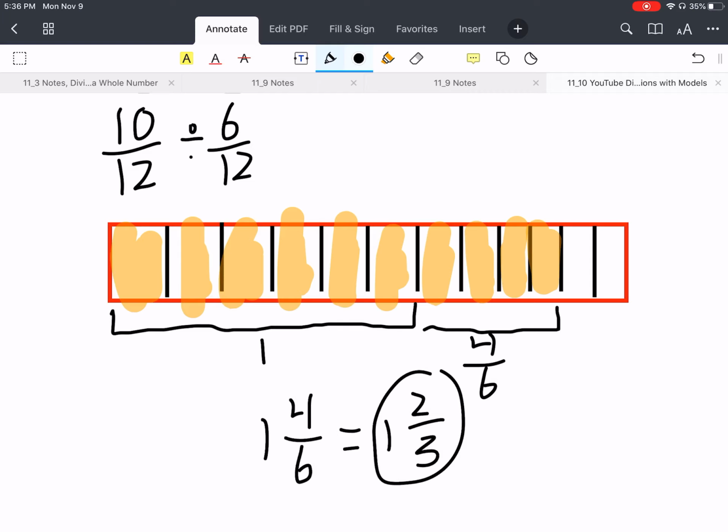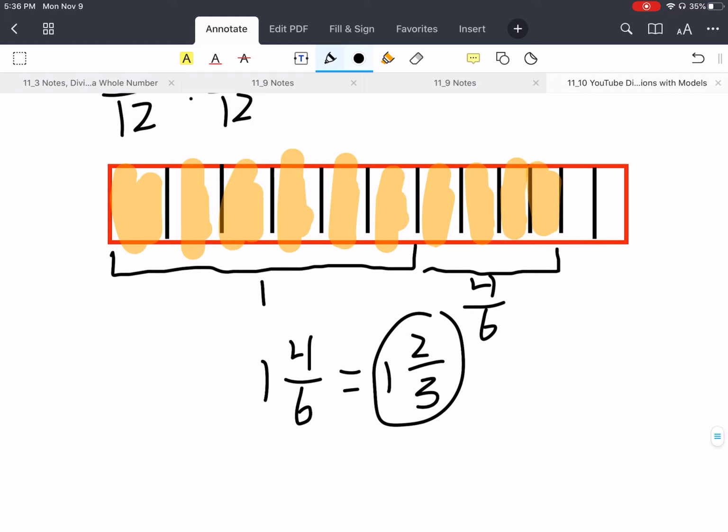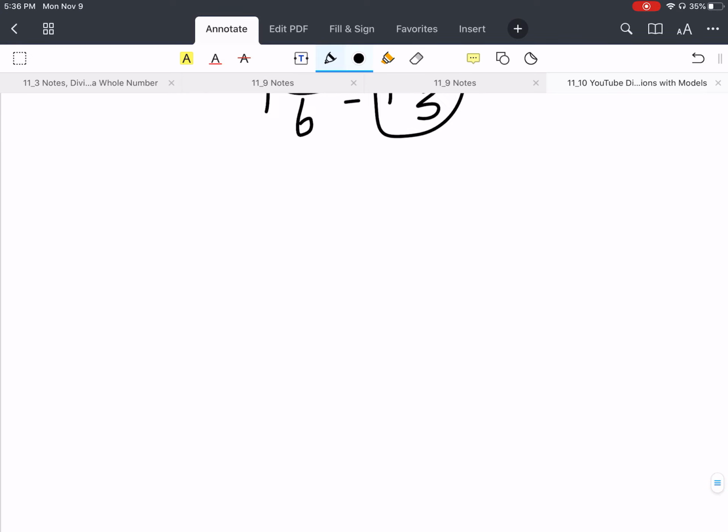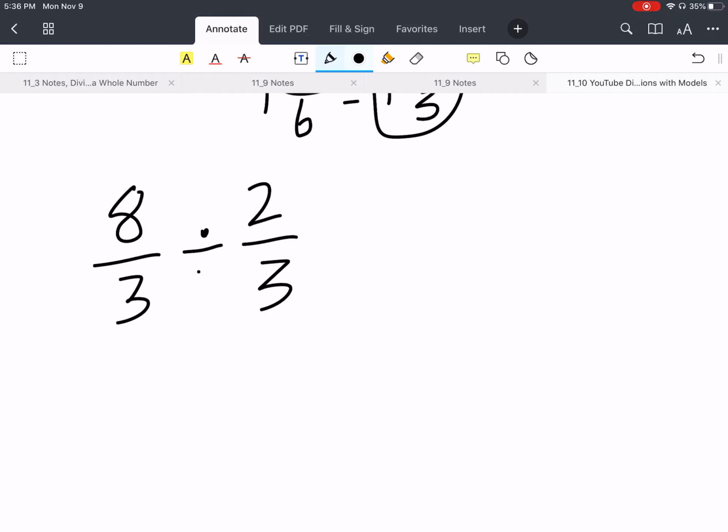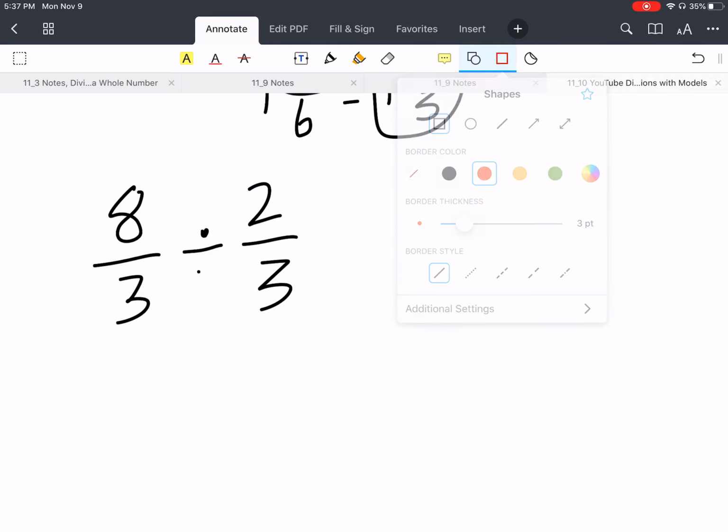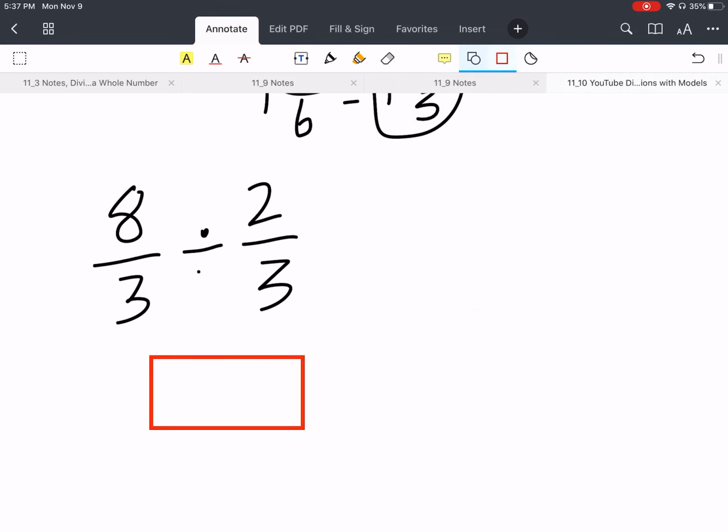I'm going to show a sort of bonus math problem because of how much you all love math. You should be good to go for your assignment, so feel free to X out of the video now. I'm going to show one more problem. Let's go 8/3 divided by 2/3. So this is unique because we have an improper fraction. So what we're going to do is we're going to need to have boxes representing thirds.